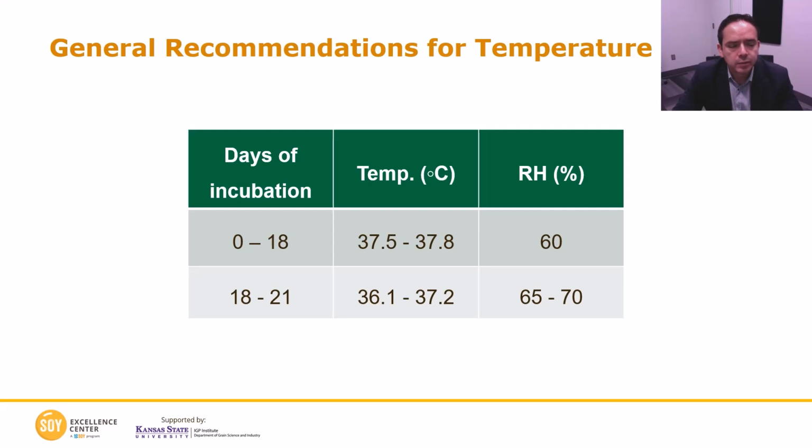So these are some of the general recommendations for temperature and relative humidity. From 0 to 18 days, the temperature could be set around 37.5 to 37.8 with a relative humidity of 60%. And then from 18 to 21, the temperature can be decreased from 36.1 to 37.2, and the relative humidity can be increased from 60 to 65 to 70.